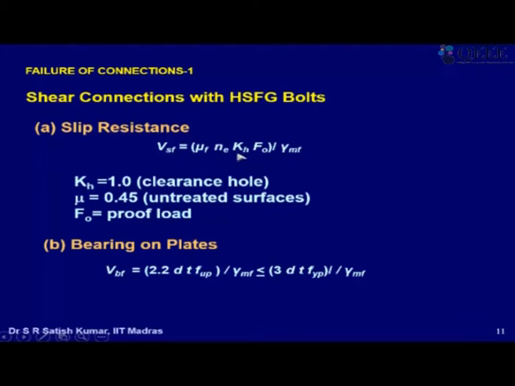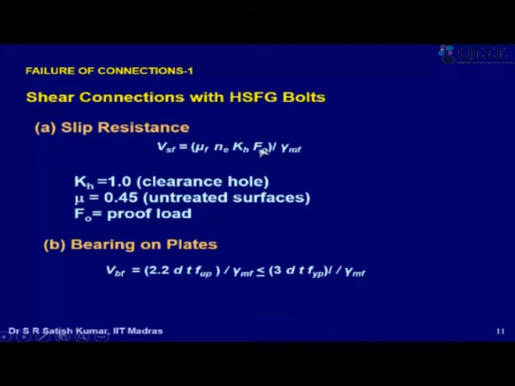And KH is a reduction factor for larger holes. So it is 1 for clearance holes, but more than 1 for other holes. So it's very simple to understand. First you write mu F naught by gamma MF, and then multiply with single shear, double shear, triple shear, whatever, and then put the clearance factor KH, and then you get the shear strength of the bolt.